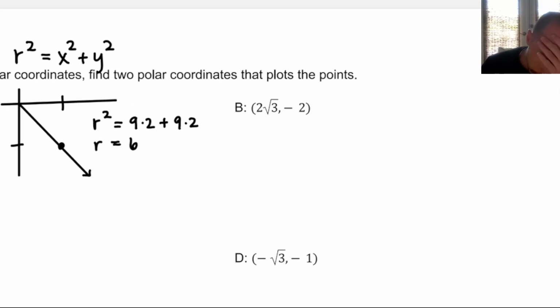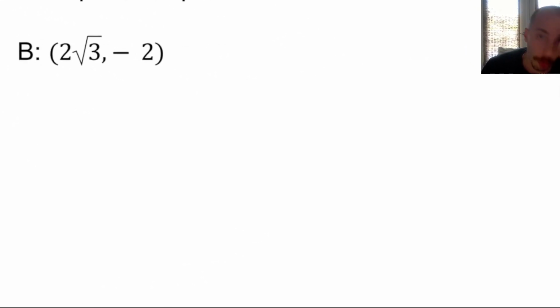With 2 root 3 and negative 2, if we see a square root of 3, we know that's a 30, 60, 90 triangle. So x is positive, y is negative.